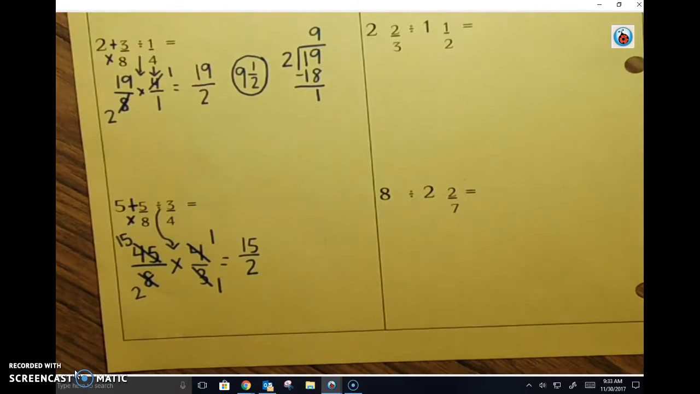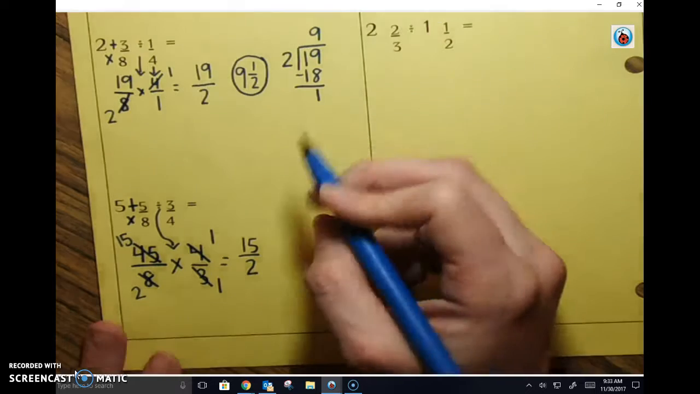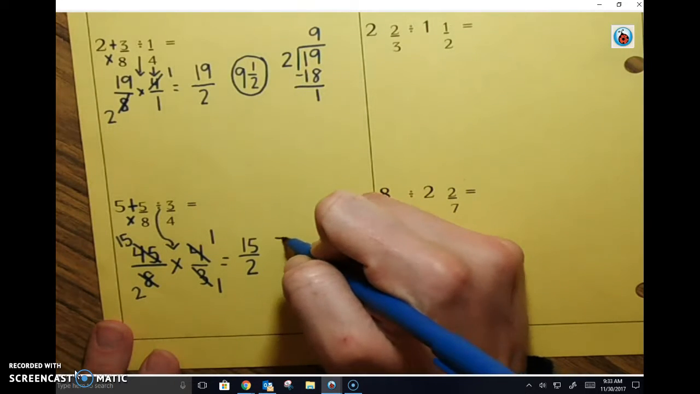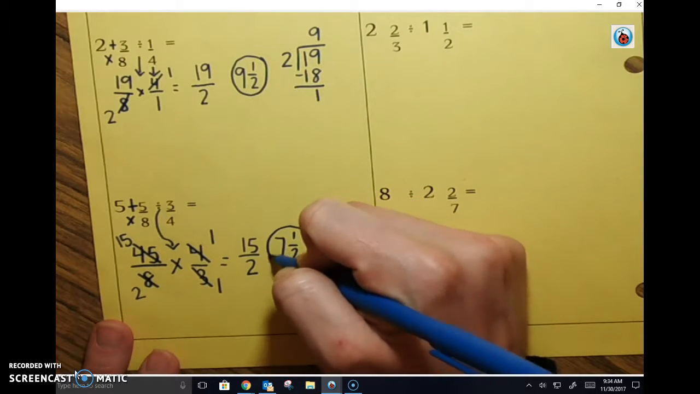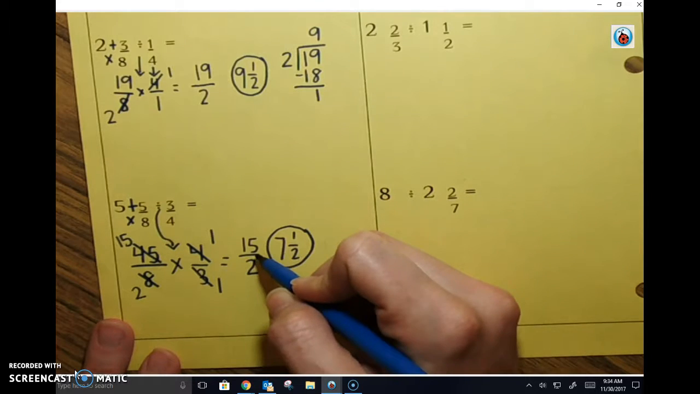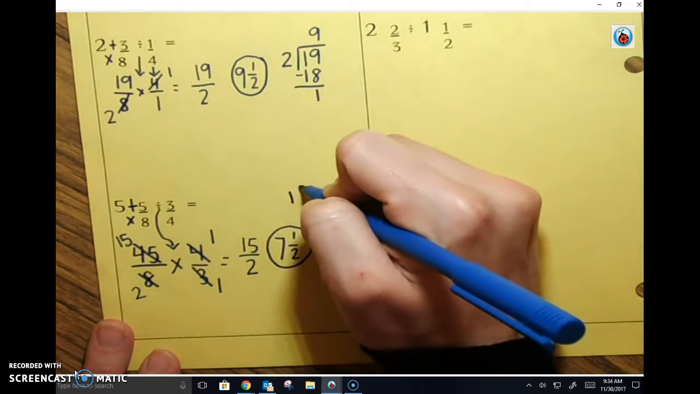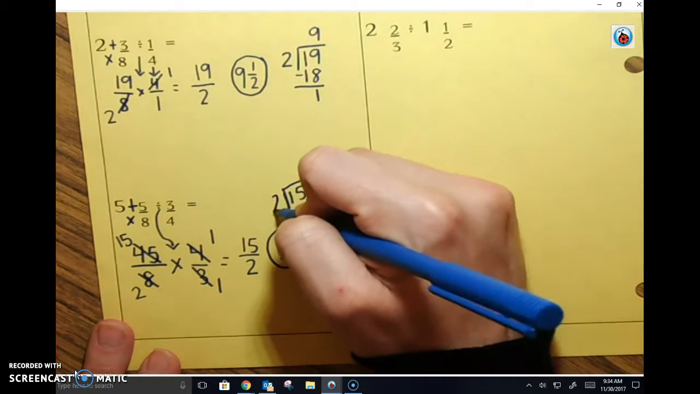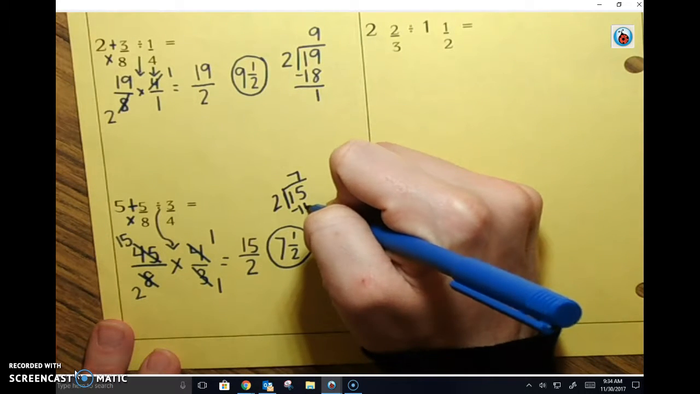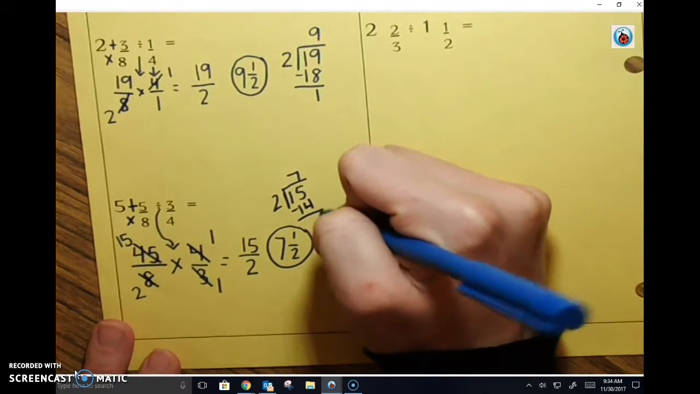And probably at least half of you probably know the mixed number already, right? Yeah. Okay. What will the mixed number be? Tell me. 7 and a half. Because 2 times 7 is 14, and then to get from 14 to 15, there's a 1. But I'll also show it this way for those of you that need it this way. I got the same answer.